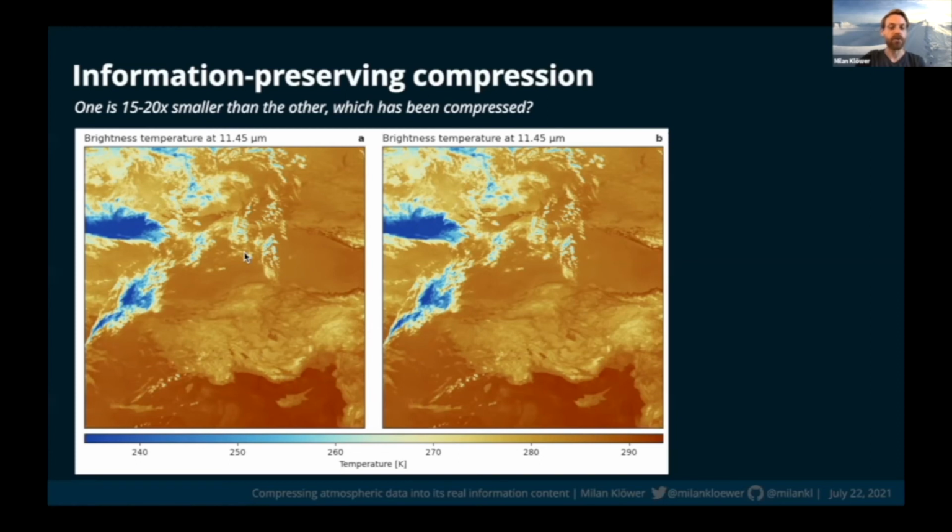Now the question is, one of these pictures is based on the original data containing the full precision, and the other one has been compressed with this information preserving compression. Can you see the difference? I'll give you 5 seconds, but I guess you won't really be able to see the difference. However, one of them is about 15 to 20 times smaller than the other. The one on the left is the compressed one, and the one on the right is the original one. So if we were to store everything about 20 times smaller, the stress on the data archive would be much reduced. It would be much easier to download this data, and so on.